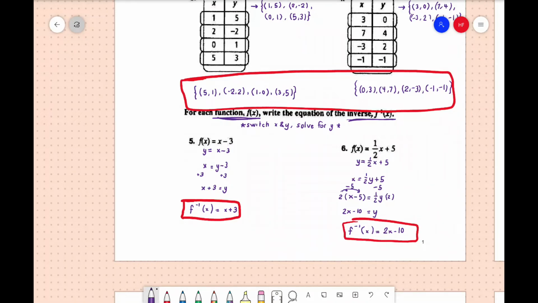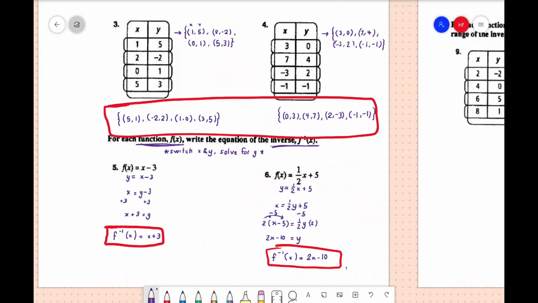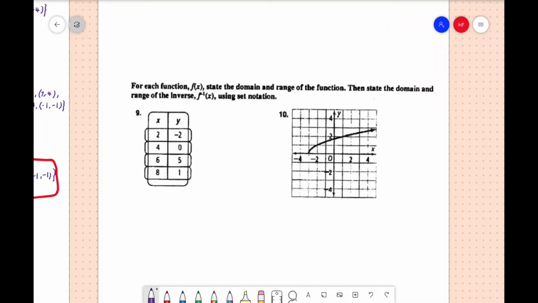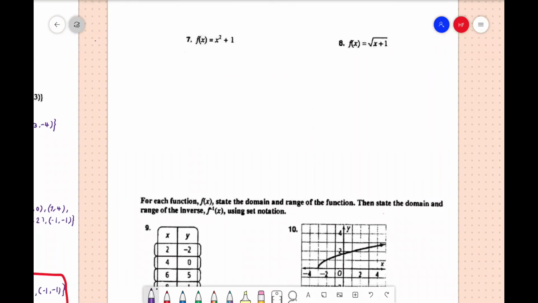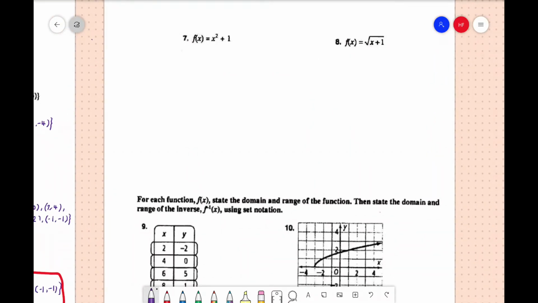So this is what we did yesterday again, where we're just finding the inverse by switching our x's and our y's. We're going to do 2 more. On number 7, we're going to start by making this a y, like always. So we've got y equals x squared plus 1. Now we're going to switch the x and the y, so x equals y squared plus 1.